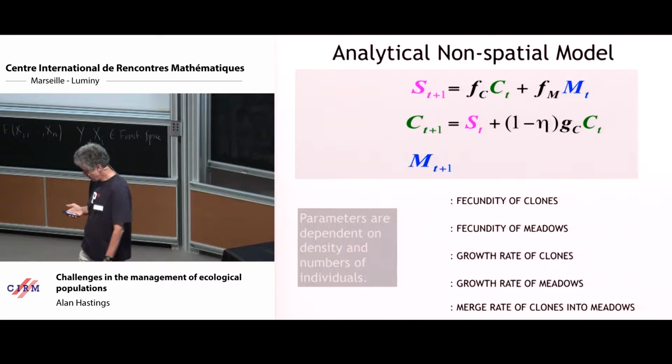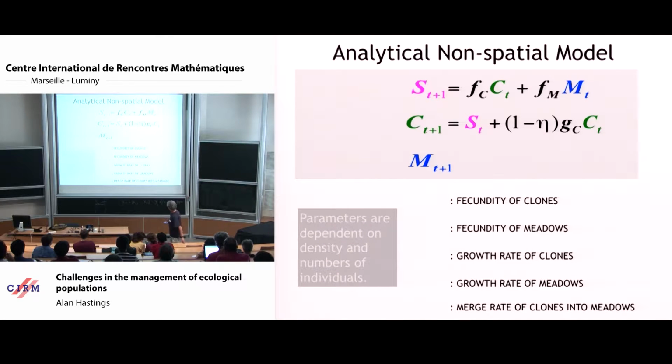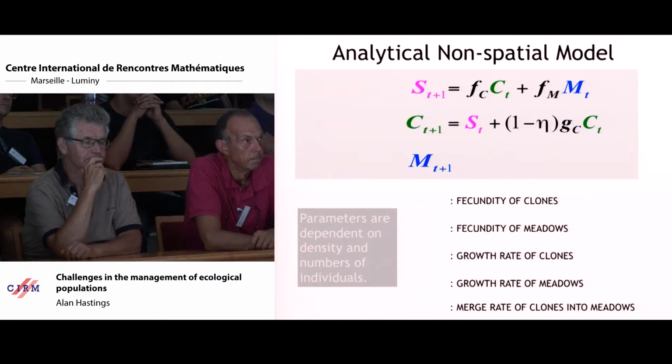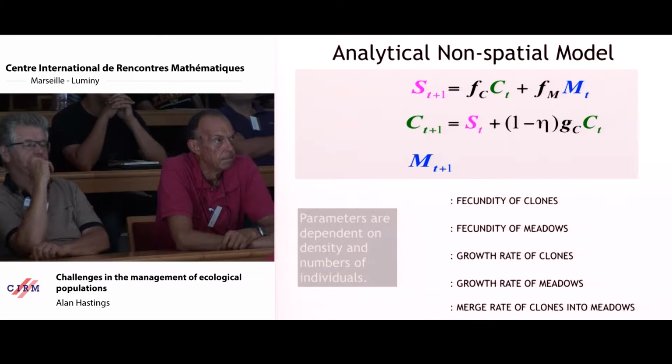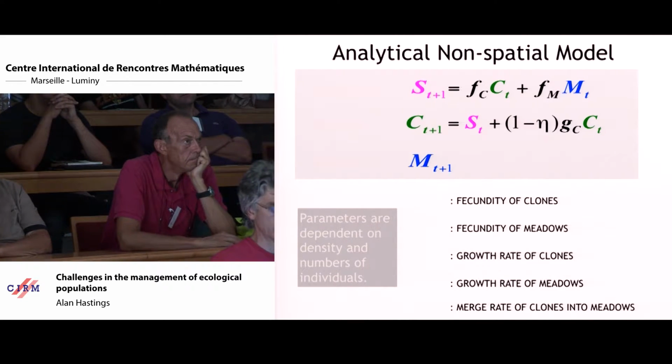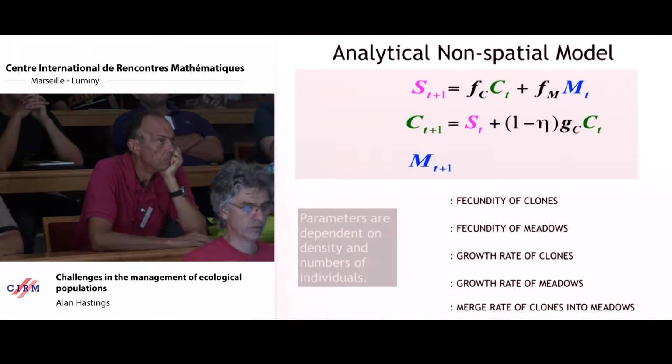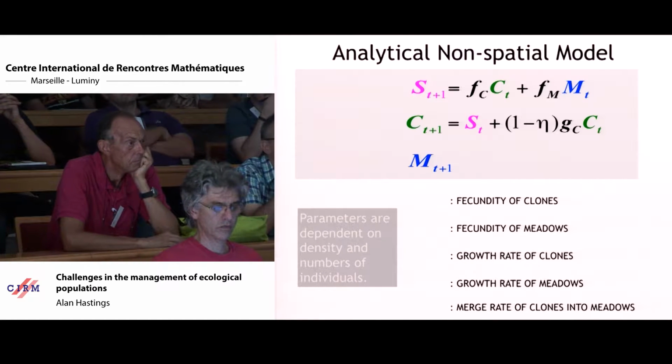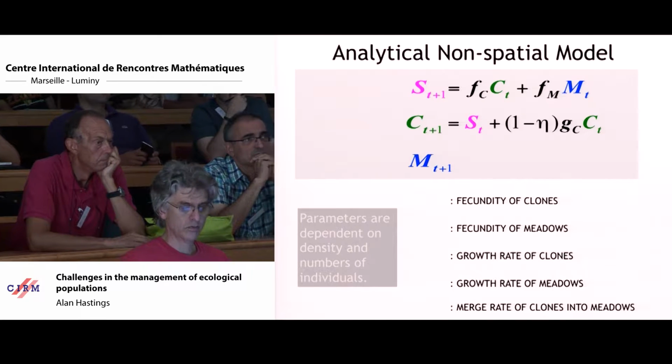Then where do the clones come from? Well, the clones basically come from seedlings that turn into clones the next year. And they also come from clones growing, and we call them clones basically more or less until they grow together to form a meadow. And the clones grow at a rate GC. And a fraction eta of the clones we think of as turning into meadows, and a fraction 1 minus eta remain clones.